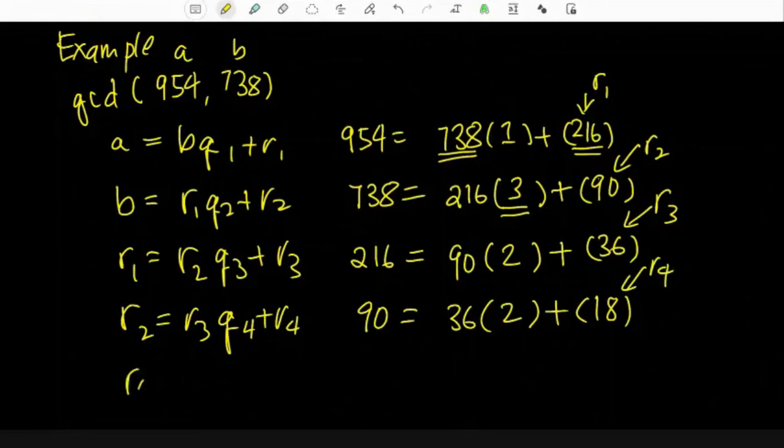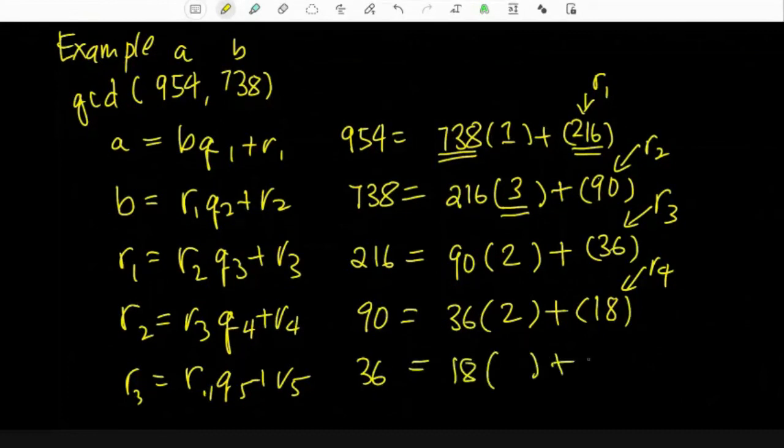So, R3 is equal to R4 times Q5 plus R5. So, 36 is equal to 18 times something plus something. So, this time, 36 is divisible by 18, so that's 2 plus 0. So, now, nakakuha na tayo ng 0, so we stop the algorithm.